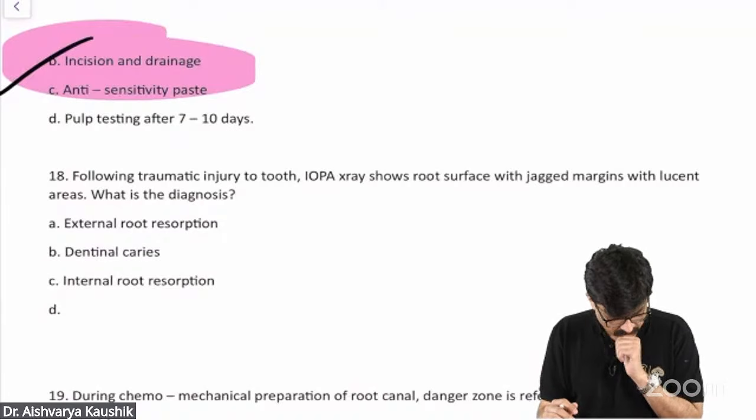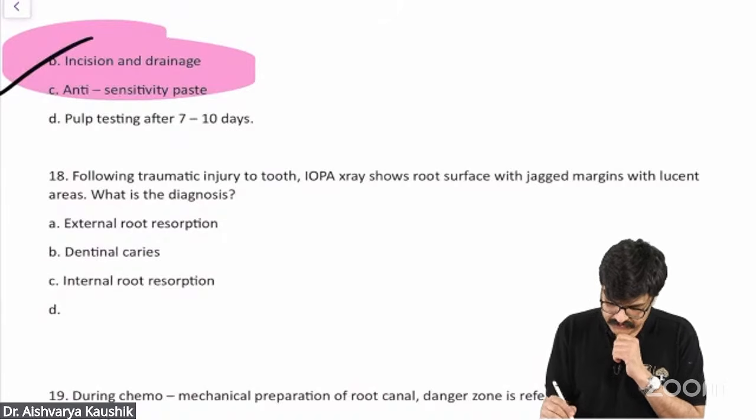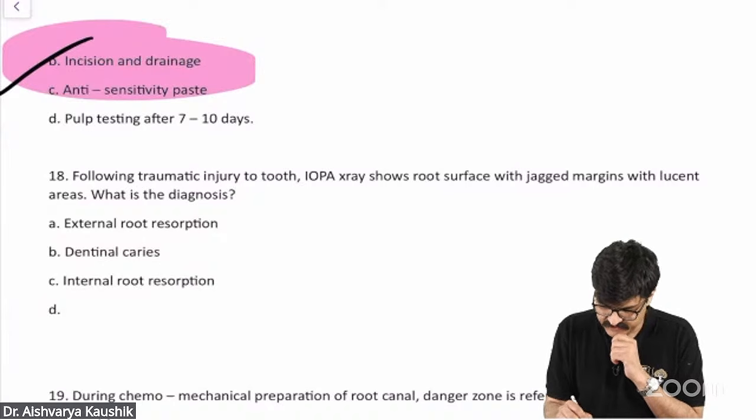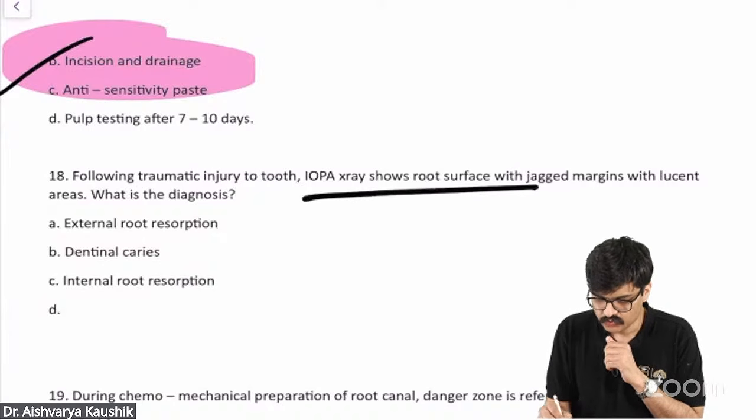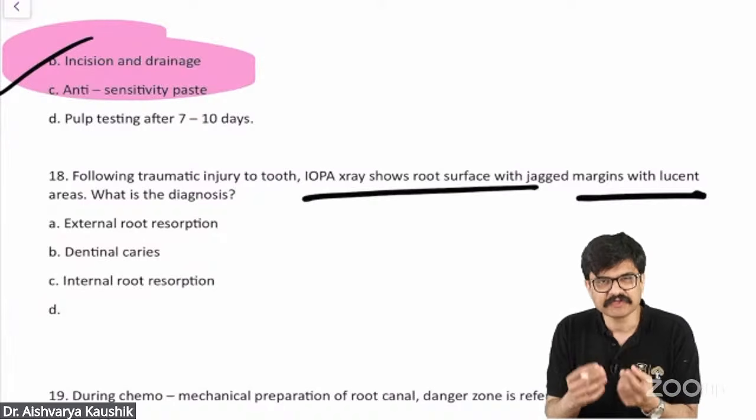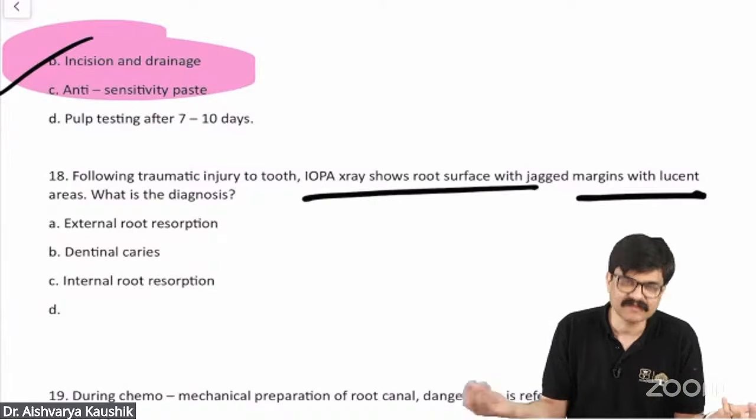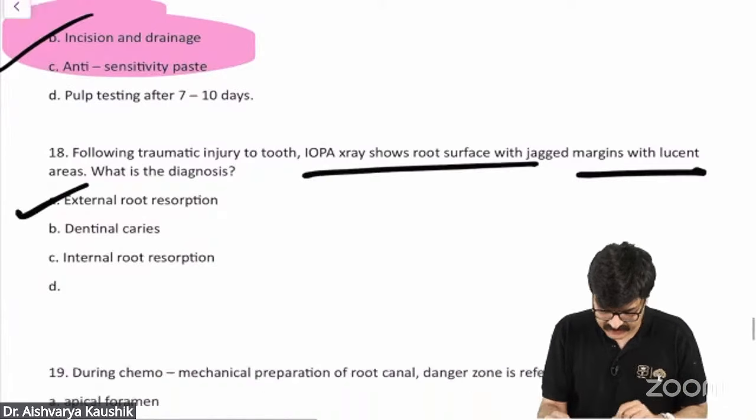Okay, guys. So following a traumatic injury to the tooth, IOPA shows root surface with jagged margins, with cupped out, radiolucent areas. This is the simplest answer. External root resorption is the answer. So many times we've done this.